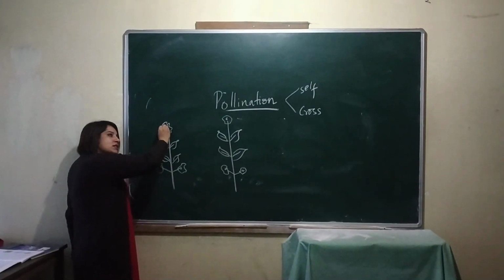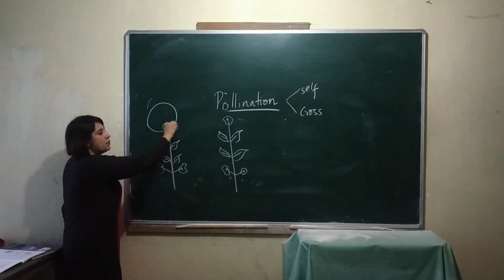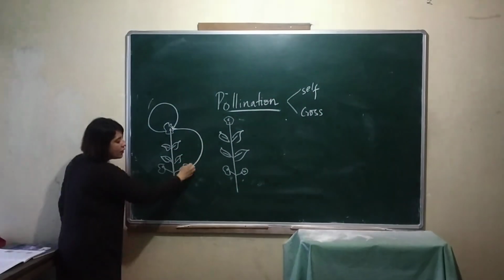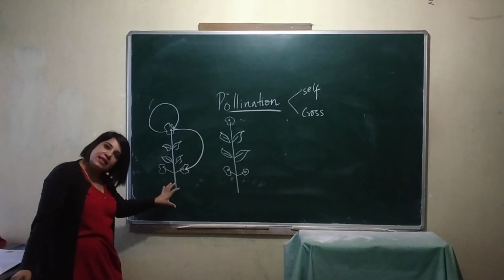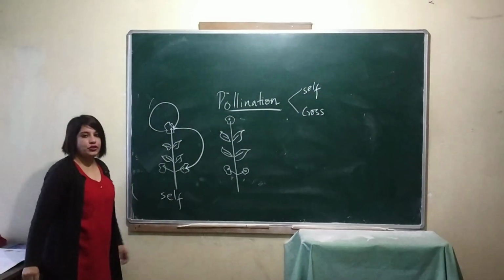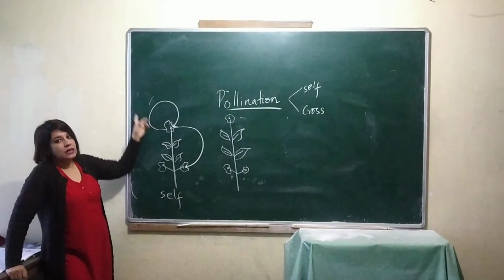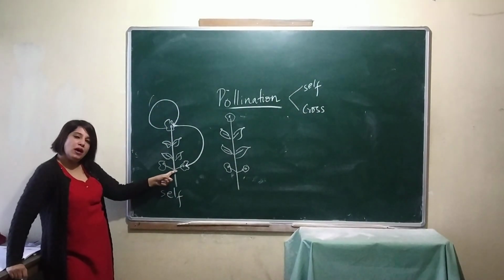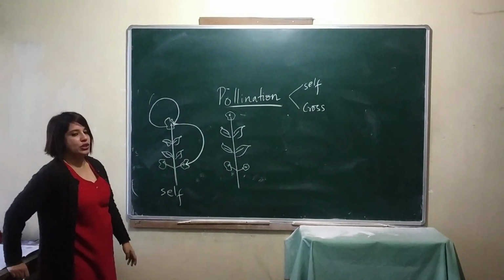So if there is transfer of pollen grains from the anther to the stigma of the same flower or a different flower but of the same plant, then we call it self-pollination.